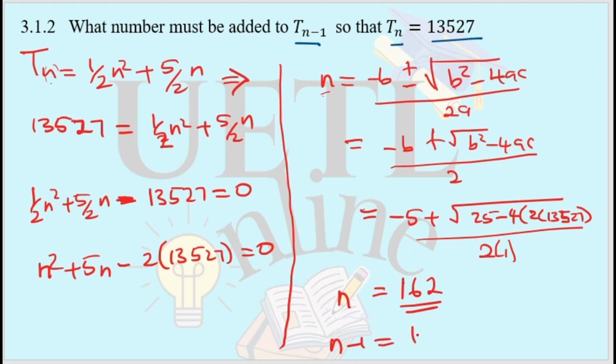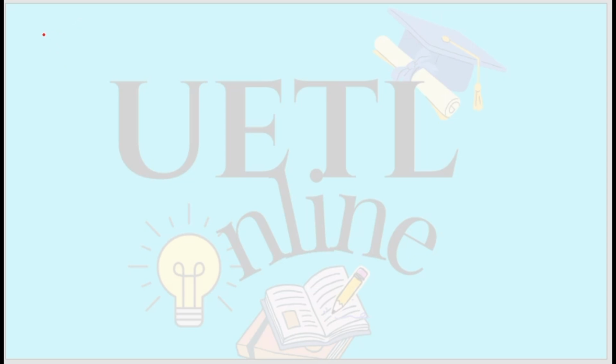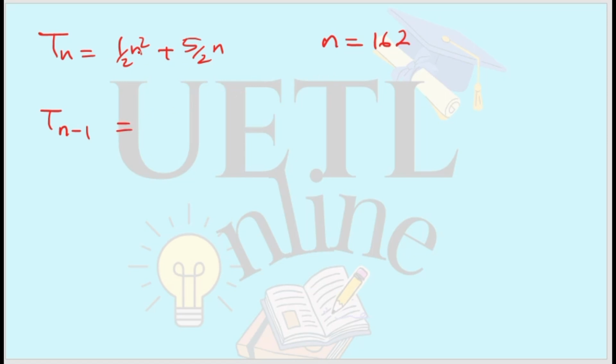Now we just have to find how much T of n minus 1 is. Using this we can easily find the difference between the numbers. Our equation is Tn equals half n squared plus 5/2 n. We have found that our n value is 162, so now our duty is to find T of n minus 1, where n minus 1 is 161.